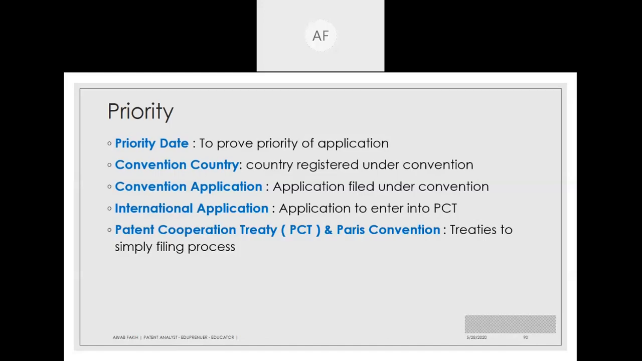Again, if your application gets accepted at the Paris Convention, you can get your patent registered in 176 countries. So that is an advantage, it saves your time. You don't have to go and apply individually. This convention helps you get your patent in different countries as well.